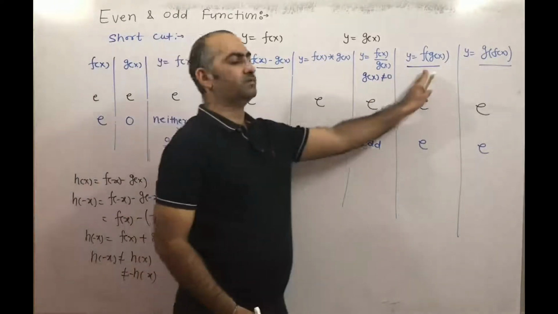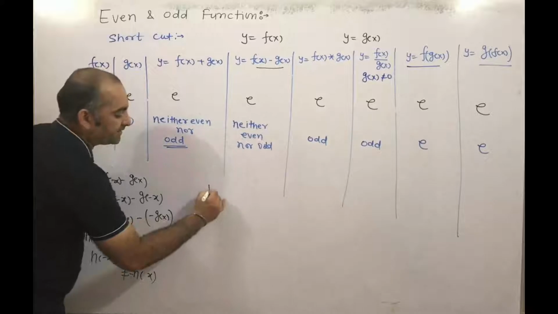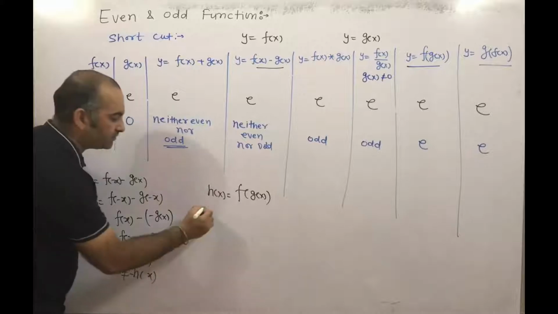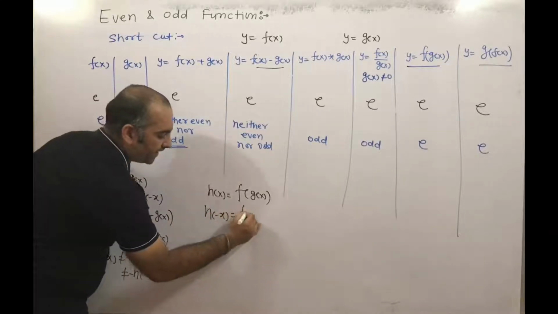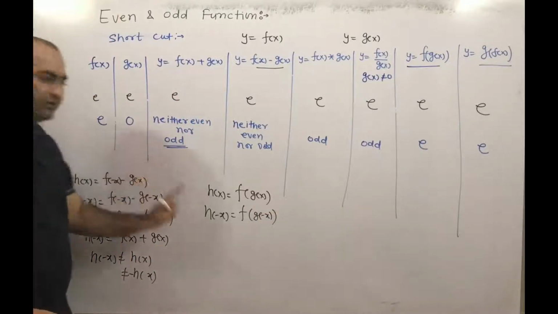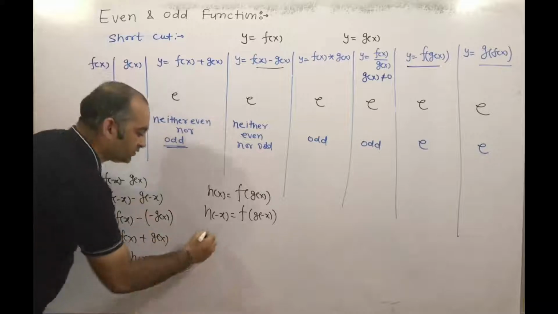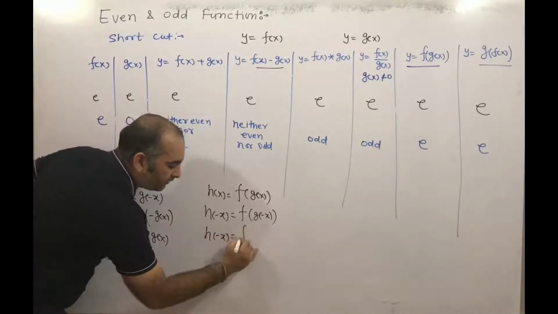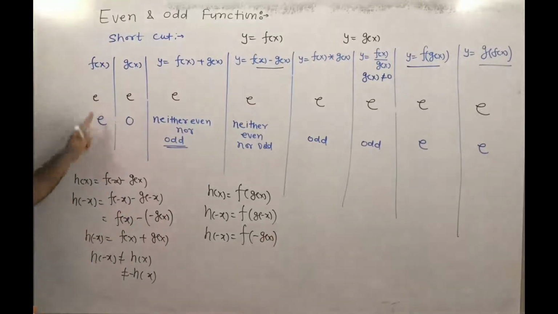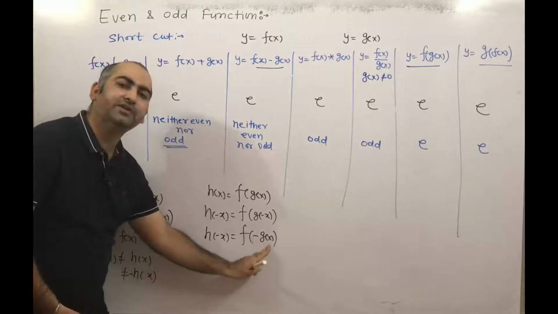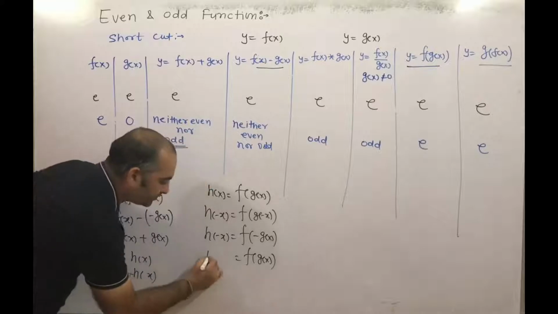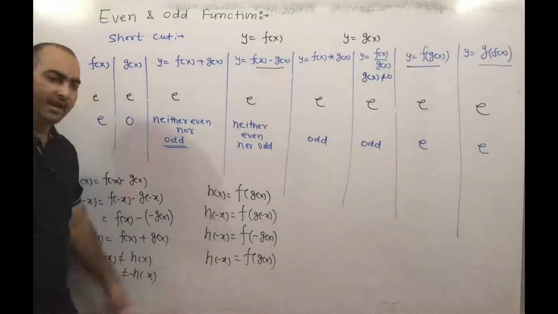Suppose you want to find this one. We take h(x) = f(g(x)). So h(-x) will come out as f(g(-x)). See, g(x) is an odd function, so g(-x) we get minus of g(x). So h(-x) is f(minus of g(x)). Now you check, f(x) is an even function, so f(-g(x)) we can get f(g(x)). So h(-x) equals f(g(x)). And f(g(x)) is what?